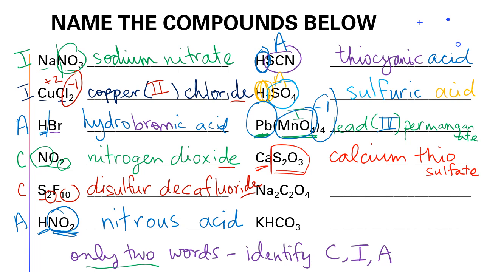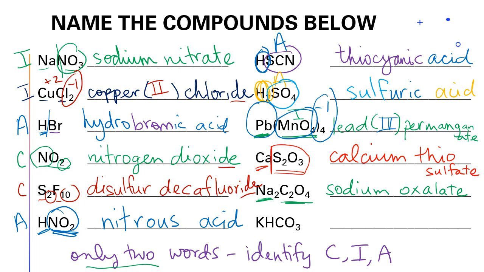All right, I'm getting close to the end and running out of space. This one is also an ionic compound because I see a metal and a polyatomic ion. Na is sodium. C2O4 is oxalate. It does not need a Roman numeral, so this is just sodium oxalate.